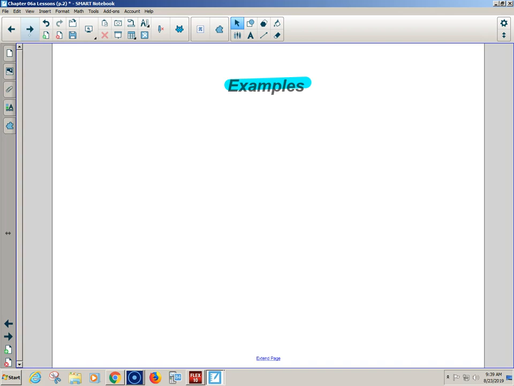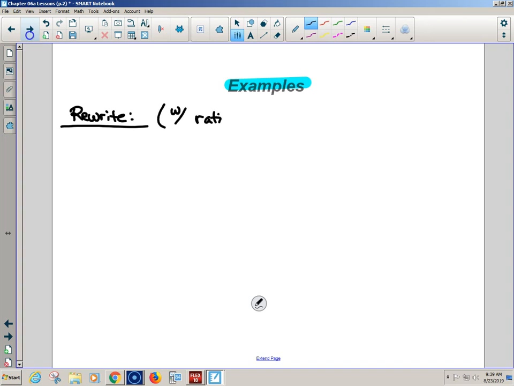My first direction to you: I just want you to rewrite with rational exponents. You don't need to write this down on your board. These are the directions. Remember, only the person with the marker gets to write it down. The rest of the group gets to give them advice.